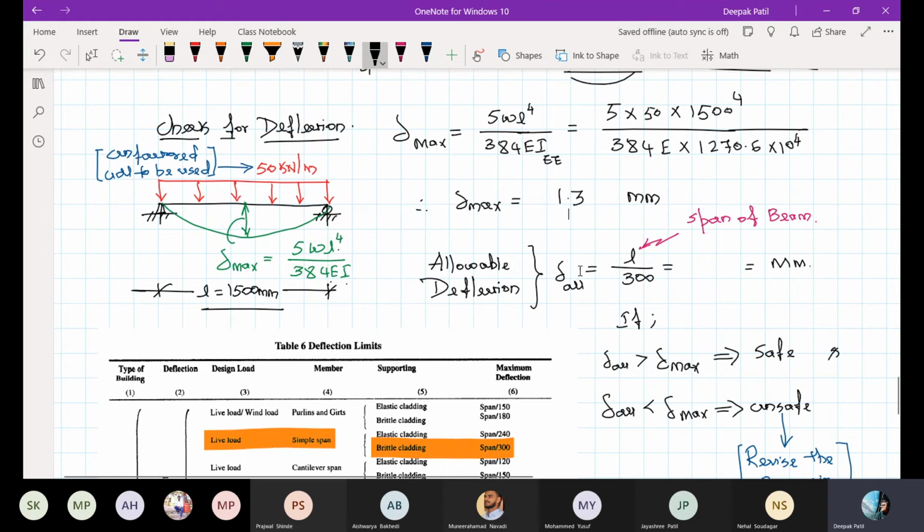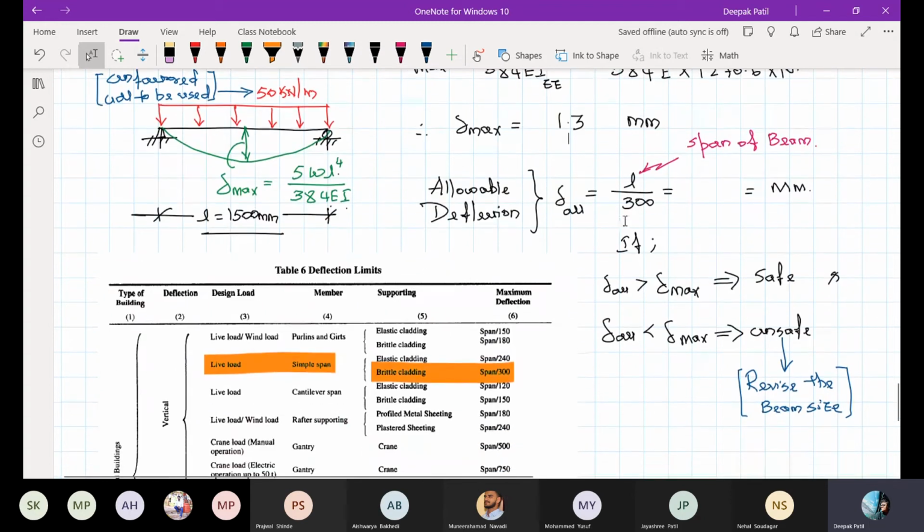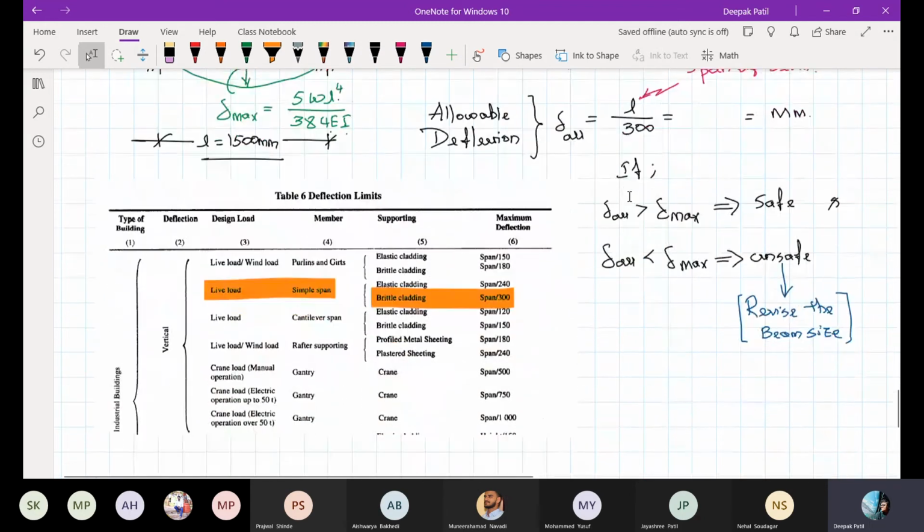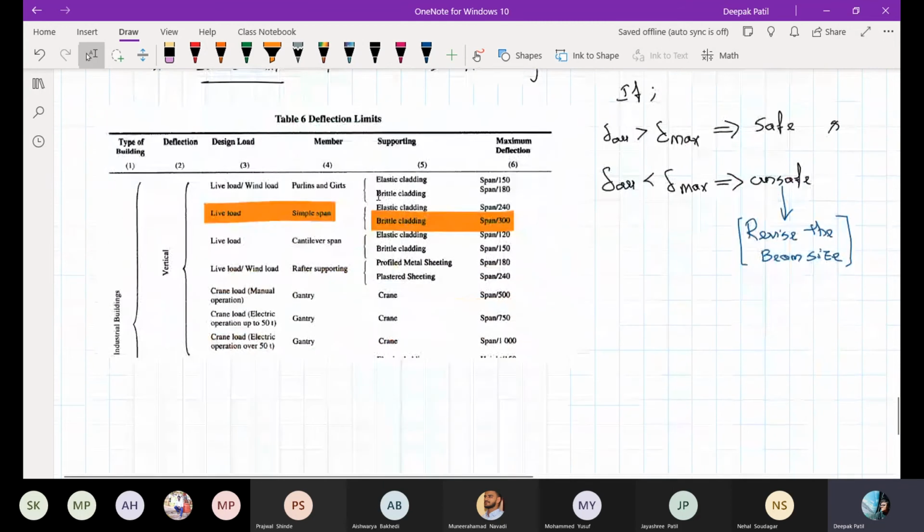But there is an allowable deflection which is given by L by 300, where L is the span. You'll get this L by 300 by referring to table 6 of IS 800-2007. In that you can see live load, simple span. I will consider it as a brittle cladding. Span divided by 300 is the maximum deflection allowable. You can even go for span divided by 240, but either span divided by 240 or span divided by 300 is fine because you're doing it for the simple span.